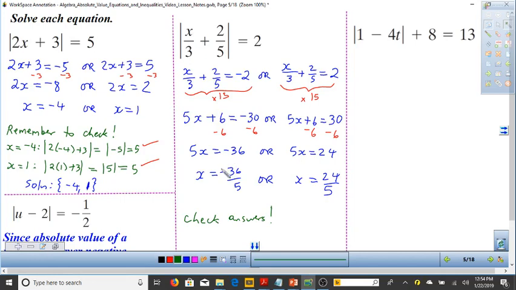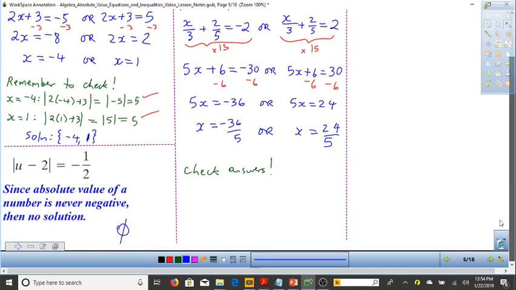Negative 36 over 5 multiplied by 1/3 or divided by 3 will be negative 12 over 5. Negative 12 over 5 plus 2 over 5 is negative 10 over 5, which is just negative 2. And the absolute value of negative 2 is 2. If we try 24 over 5, we have 24 over 5 times 1/3 is 8 over 5, and 8 over 5 plus 2 over 5 is 10 over 5. 10 over 5 is 2, and the absolute value of that is 2. So it turns out that both answers work. Both of these are the solutions.